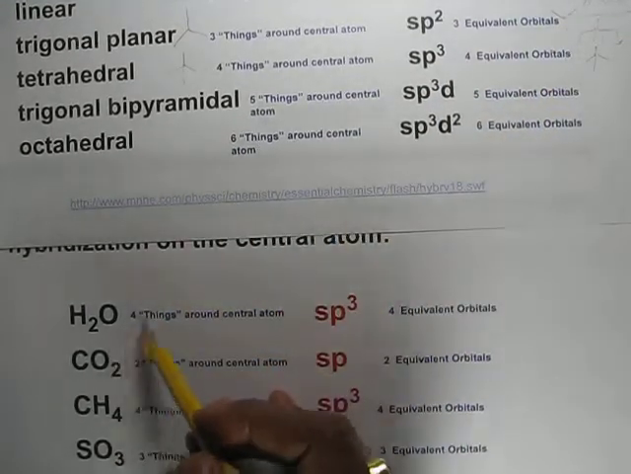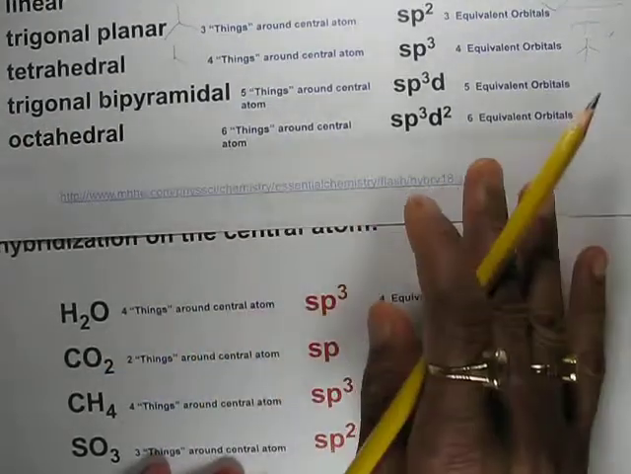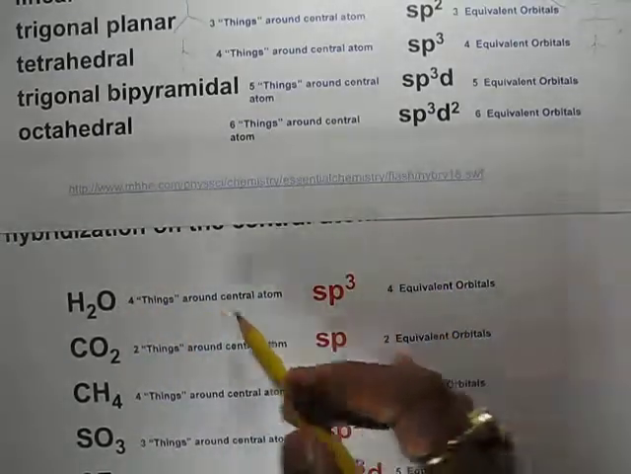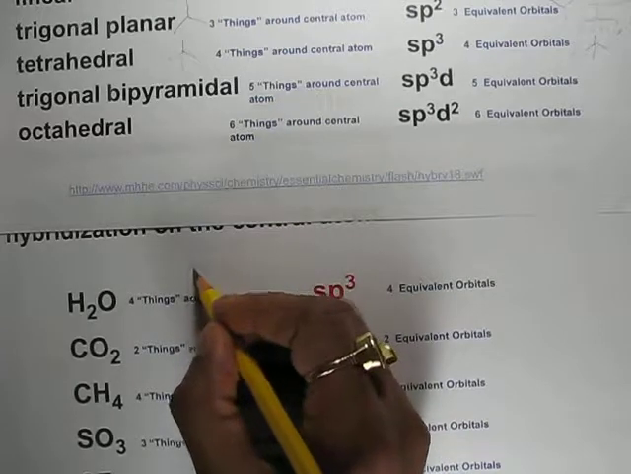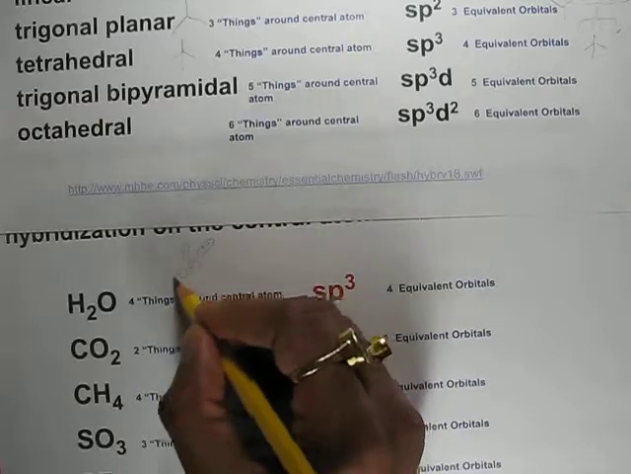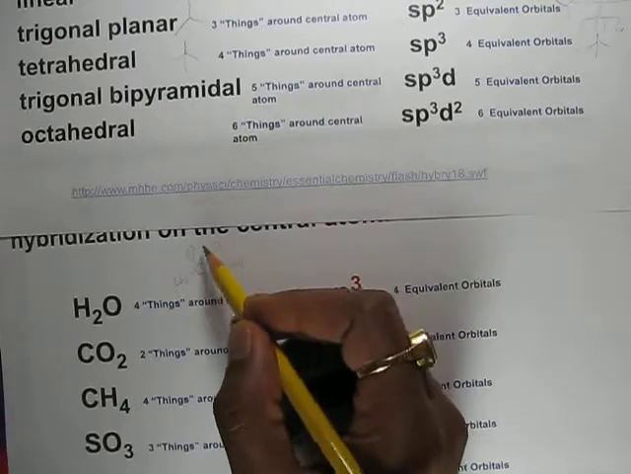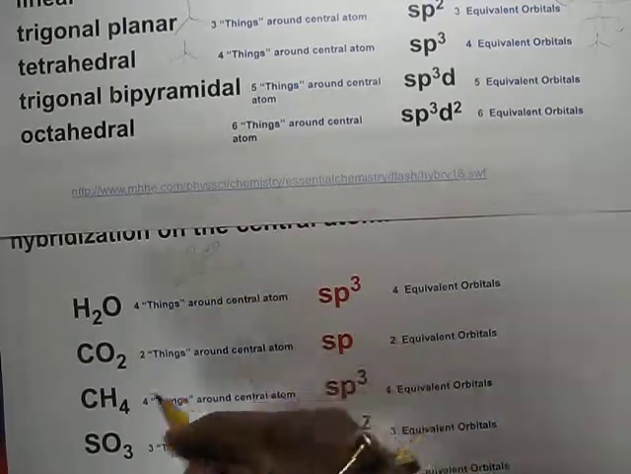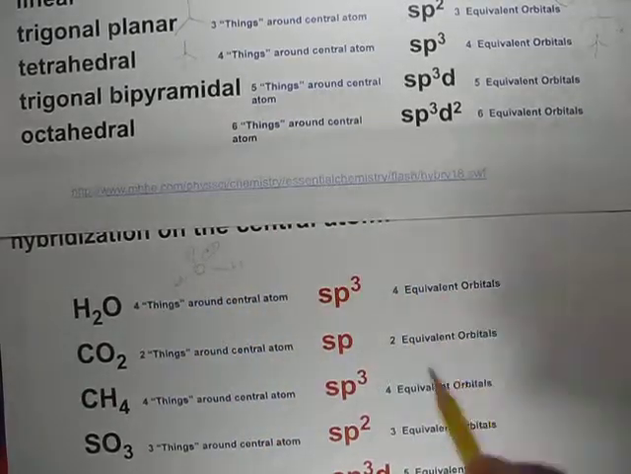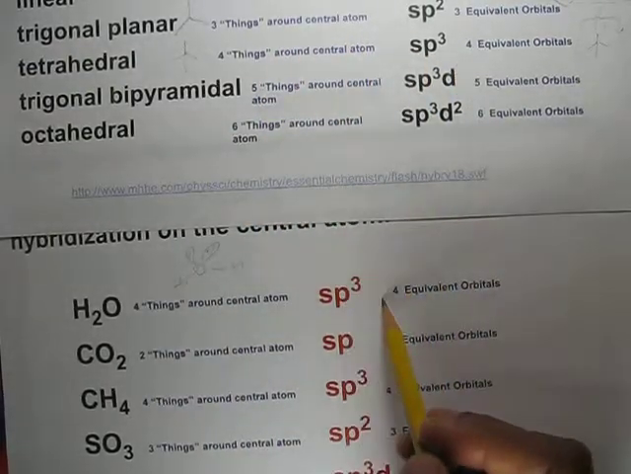In the case of the water molecule, four things are around the central atom. How do we know that? You have to draw the Lewis structure of this one. Then you will find that oxygen has two lone pairs of electrons and two bonds with hydrogen. So one thing, two, three, four things. These lone pairs are also considered as electron domains. So with four things, the hybridization will be sp3.